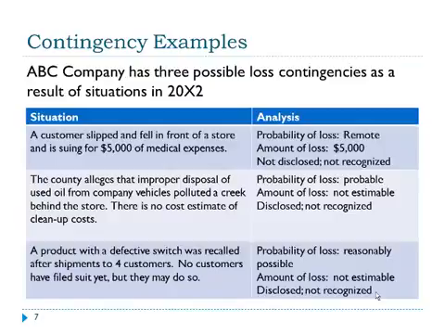Here are some examples of contingencies. A customer slipped and fell in front of a store and is suing for $5,000 of medical expenses. The probability of loss to the company is remote. The amount of loss, though, is estimated to be $5,000. It does not need to be disclosed or recognized.